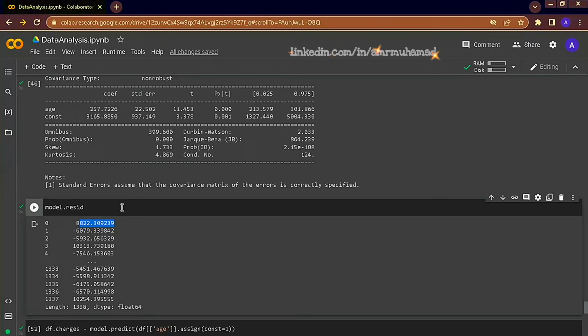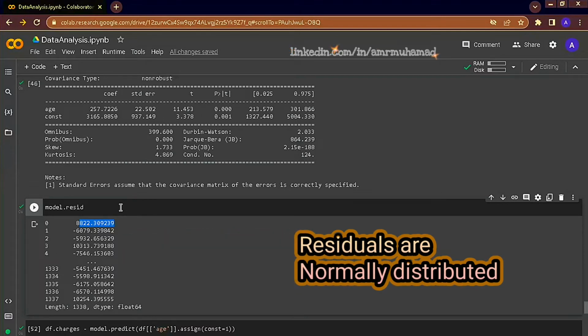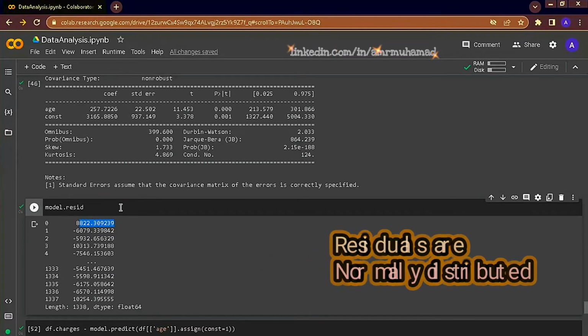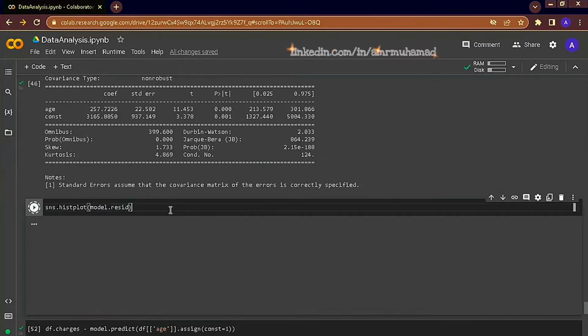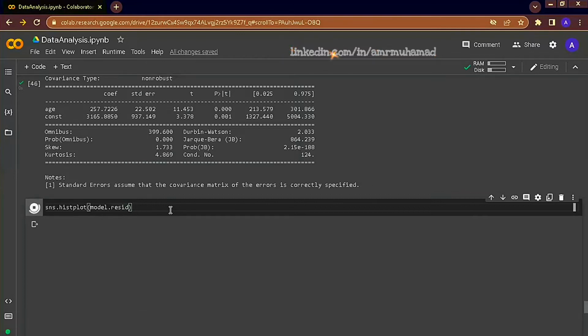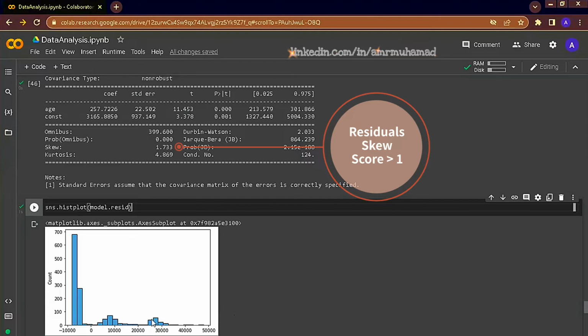And one of the assumptions of a linear model is that residuals are normally distributed. So if we take the residual and plot it using a histogram, sns.histplot, we need to see normally distributed residuals. We can see here that it is not normally distributed. So we have a violation of one of the assumptions of the linear model.